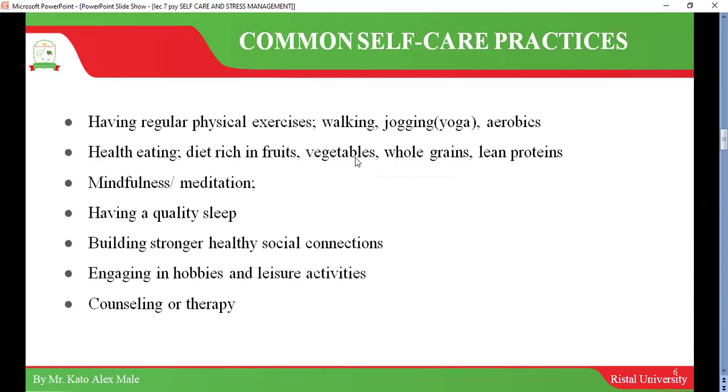Then some of the common self-care practices: having regular physical exercise. Walking around, jogging, aerobics. In other words, an individual who cares about themselves, each day at least they might spend 30 minutes to 1 hour sweating. You understand? Engaging in physical exercise. Even if it's just walking around or running around the streets, there someone is having physical exercise.